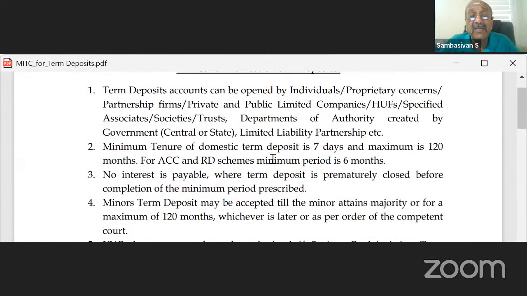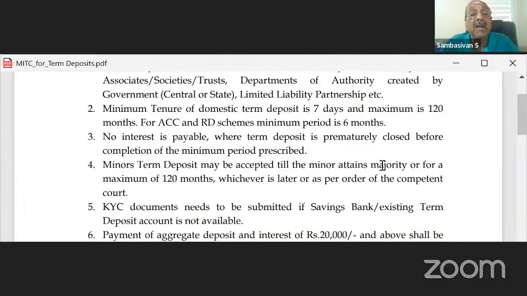Minimum tenure of domestic term deposit is 7 days and maximum is 120 months. For ACC and RD schemes, minimum period is 6 months. No interest is payable where a term deposit is prematurely closed before completion of the minimum period. Here, the minimum period prescribed is 7 days.